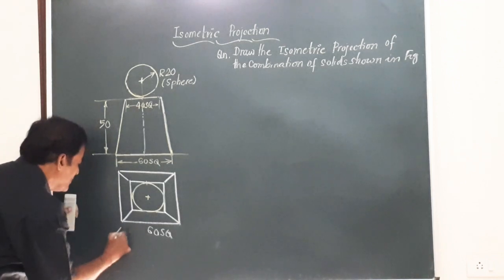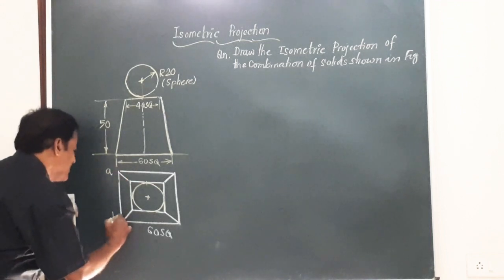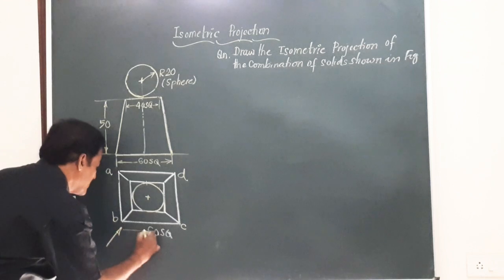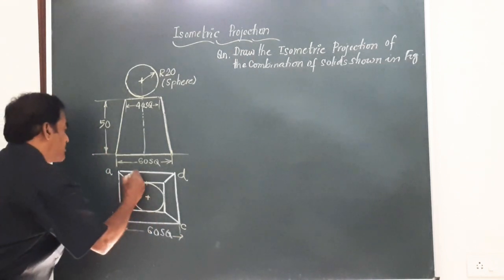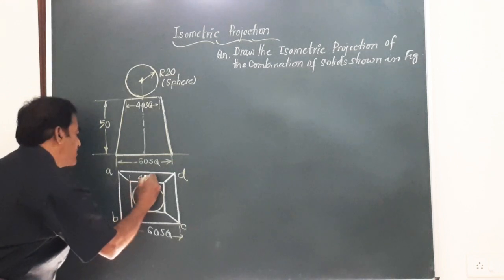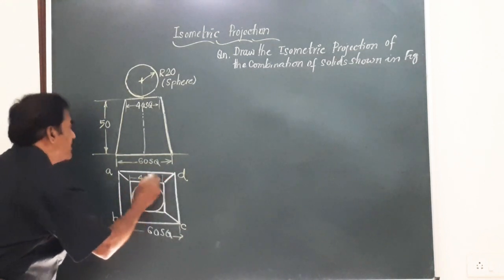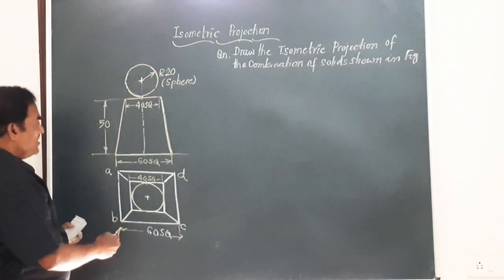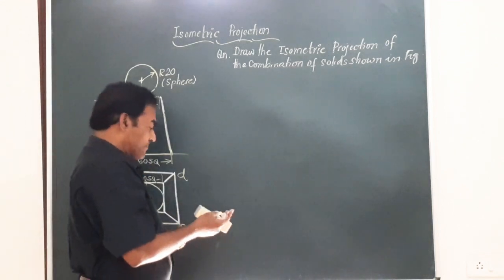Say I am going to view this solid from this direction. I will call this ABCD, small a, b, c, d. The larger one has the dimension 60 SQ, the smaller one 40 SQ, and the height of the frustum is given to be 50 millimeter. So, let us draw the isometric projection of the frustum of the square pyramid first.